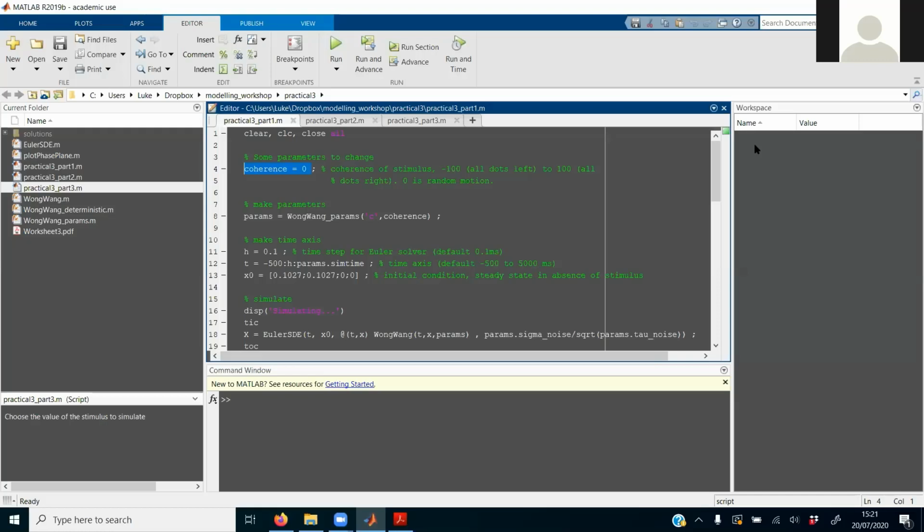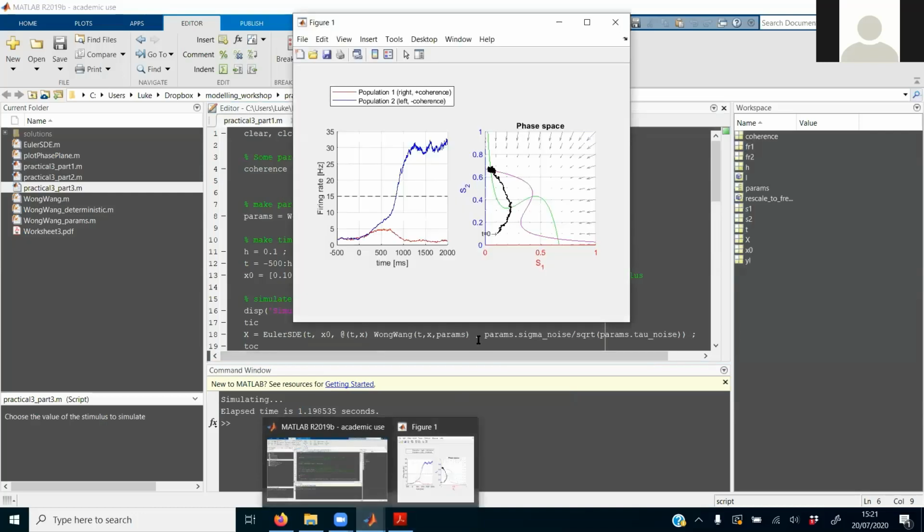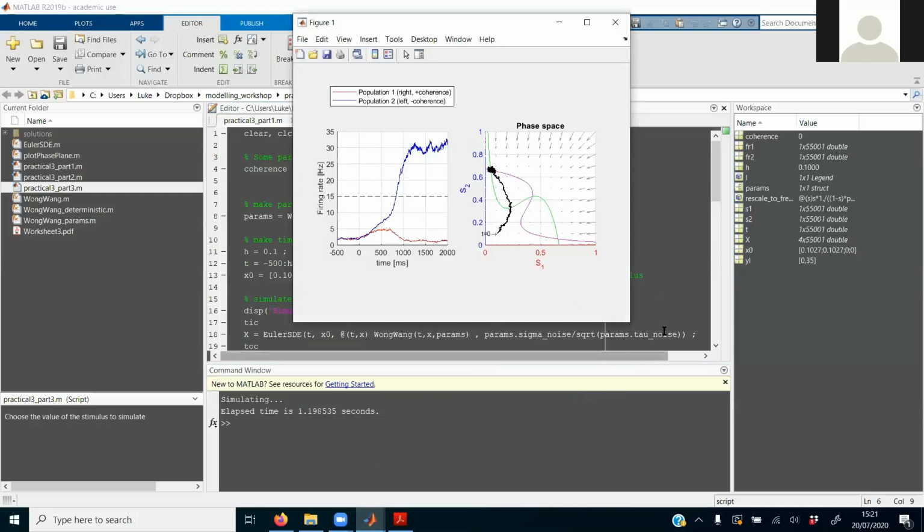Can you all see my MATLAB screen? Yes. Cool. We can check that the coherence is 0%. We can run the code. You should see that it takes a few seconds to simulate, and it's taking a little while to plot. But you should see something that looks a little bit like this.